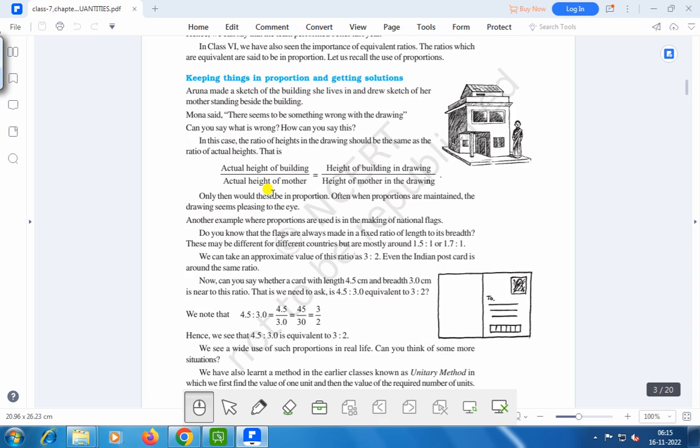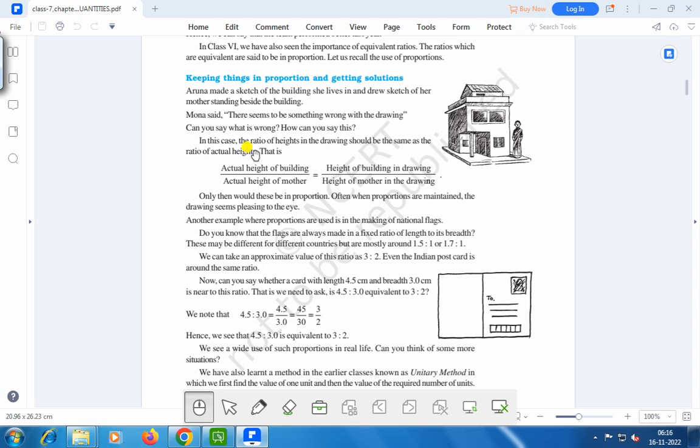Now, keeping things in proportion and getting solutions. Aruna made a sketch of the building she lives in and drew a sketch of her mother standing beside the building. Mona said, "There seems to be something wrong in that drawing." Can you say what is wrong? How can you say this?